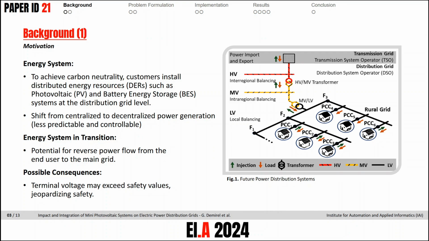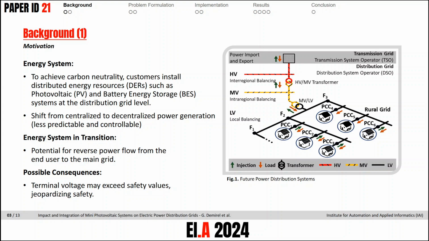The power system includes generation, transmission, and distribution. Figure 1 illustrates the European power system and its dynamics. We investigate the motivation behind the integration of distributed energy resources, such as photovoltaic and battery energy storage systems, at the distribution grid level. This shift from centralized to distributed generation leads to challenges in terms of predictability and control, particularly in terms of voltage regulation and safety.